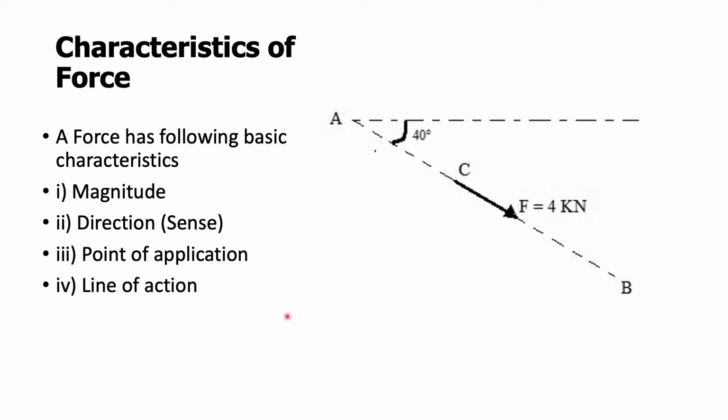And lastly, the line of action, also called the line of application. So it is the geometric representation of how the force is applied. In this case, the line of action is the line segment connecting A and B, through which the force is applied in the same direction as the vector F.